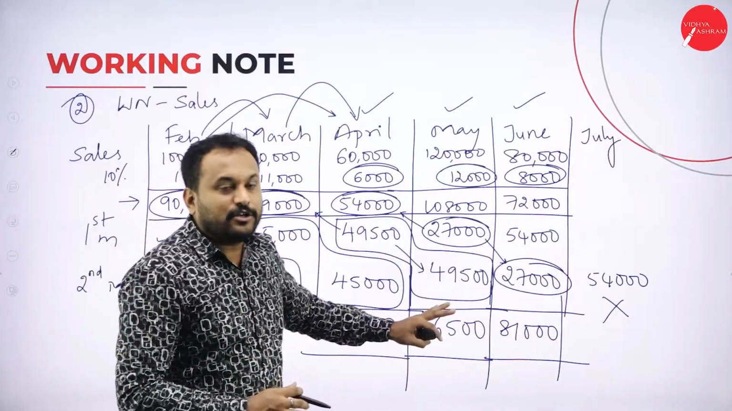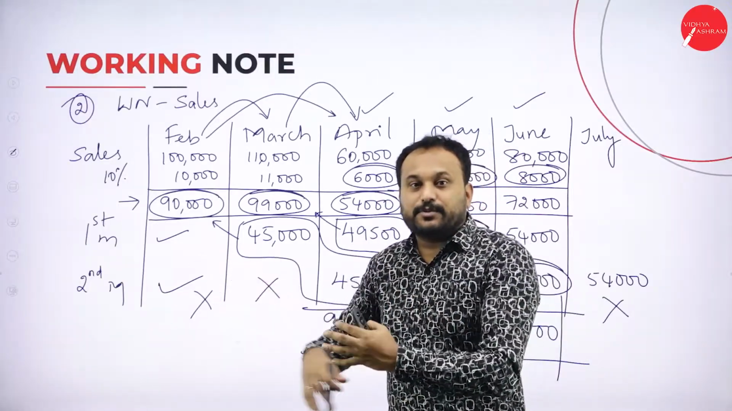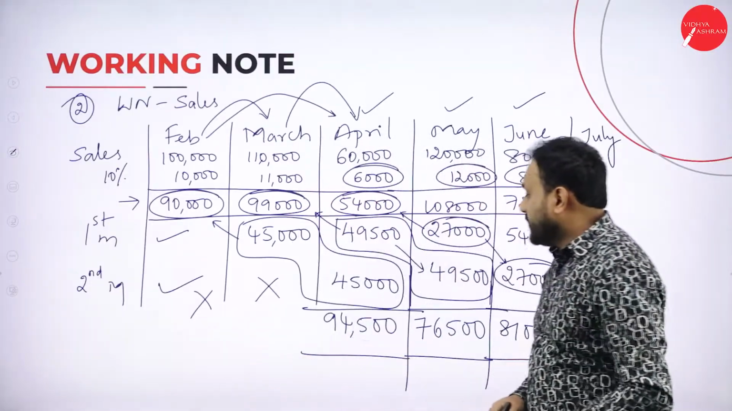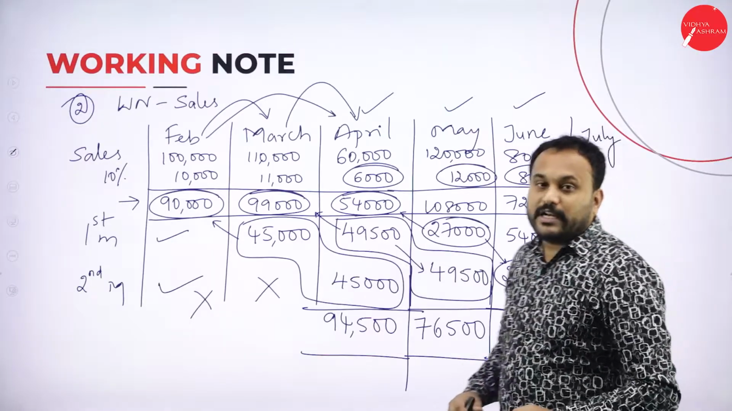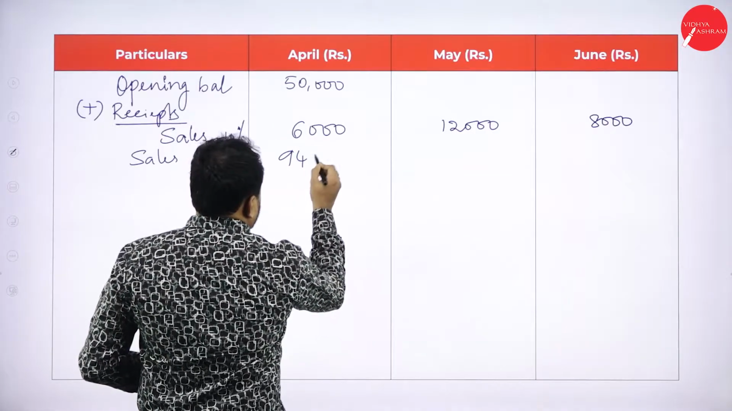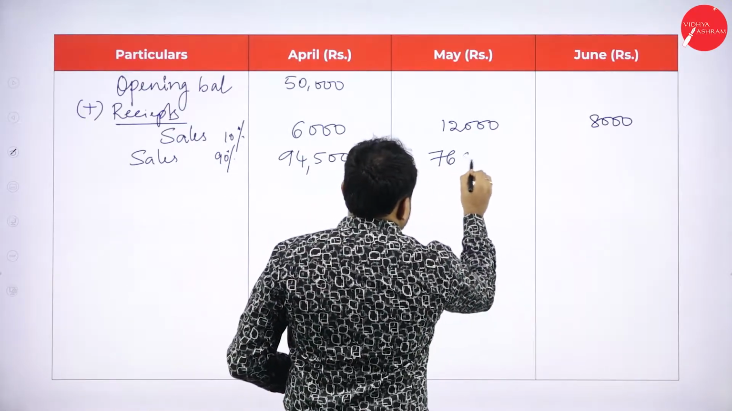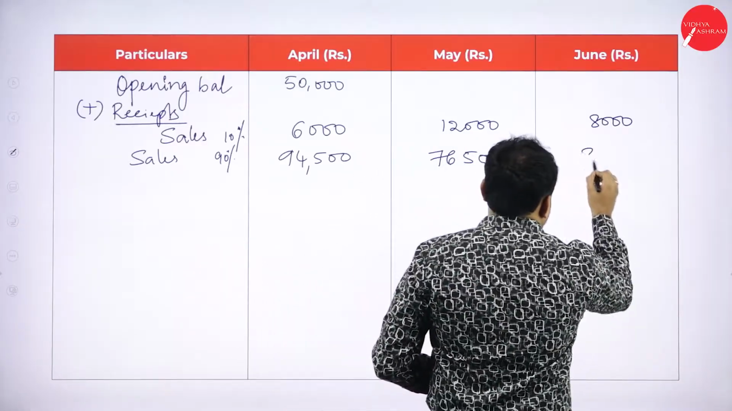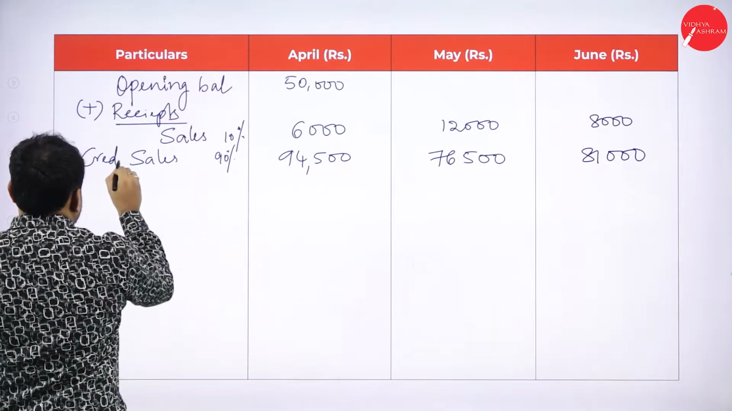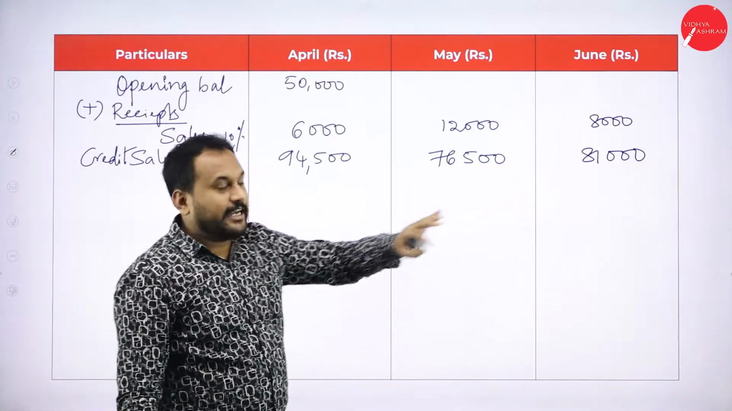So hope you got the working note of our sales of the remaining 90%, which was the credit sale, which you are supposed to take from the debtors. Now we have 94,500, then 76,500 and 81,000. Now the sales here: 94,500, 76,500, then we have 81,000. So here what is it? This is credit sales. Credit sales, that is 90%, that is 94,500, 76,500, 81,000, done.